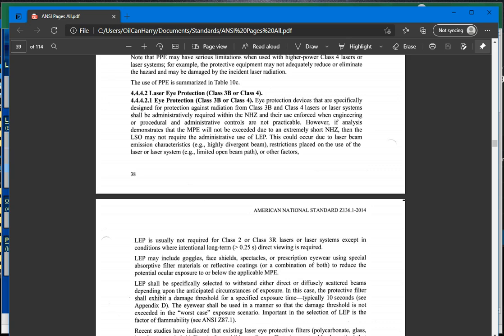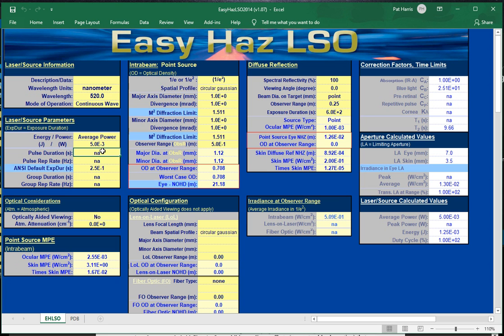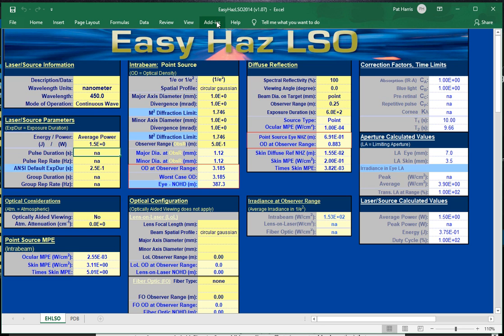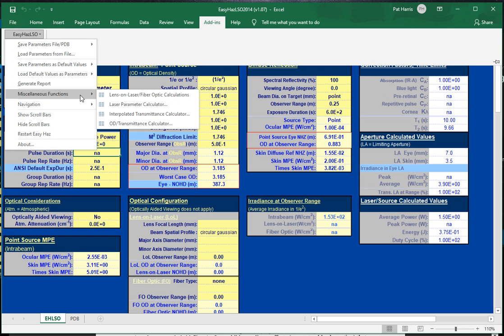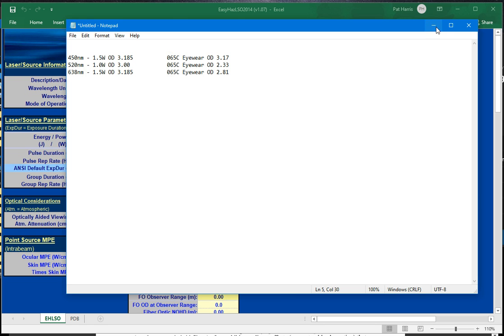Okay, so that brings us around to, let's take a look at each one of these beams, calculate the transmittance for this OD, and see how much we're leaking for this. So this is 450 at 1.5 watts. Any visible wavelength works, but we'll go ahead and use the appropriate one, 1.5 watts. Okay, and the OD for the filter is 3.17. So we're going to come up here and go get the OD transmittance calculator. And, ooh, what did I forget? 3.17, yeah, okay.